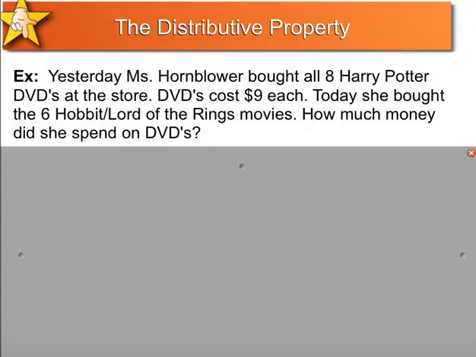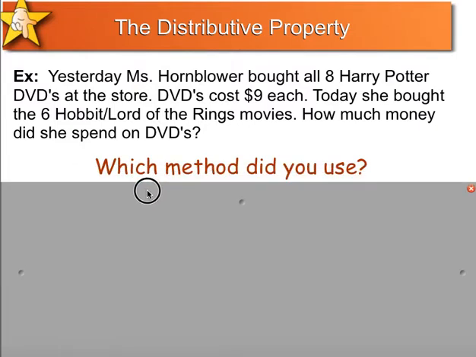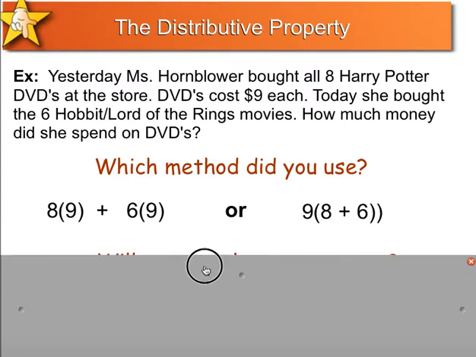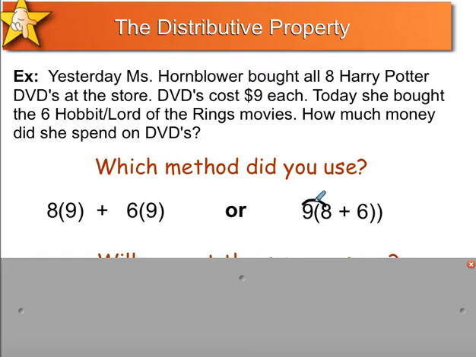For this example, we say, all right, yesterday Miss Hornblower bought all 8 Harry Potter DVDs at the store. DVDs cost $9 each, and today she bought 6 Hobbit Lord of the Rings movies. How much money did she spend on DVDs? Now, we can show this in a couple different ways. One that will require using the distributive property, and one that you've probably seen before. Something like this. We do 8 times the $9 and 6 times the $9. Or we can use the distributive property with this one to say 9 times 8 and 9 times 6, which will give us 72 plus 54. So she spent $126 on those movies.